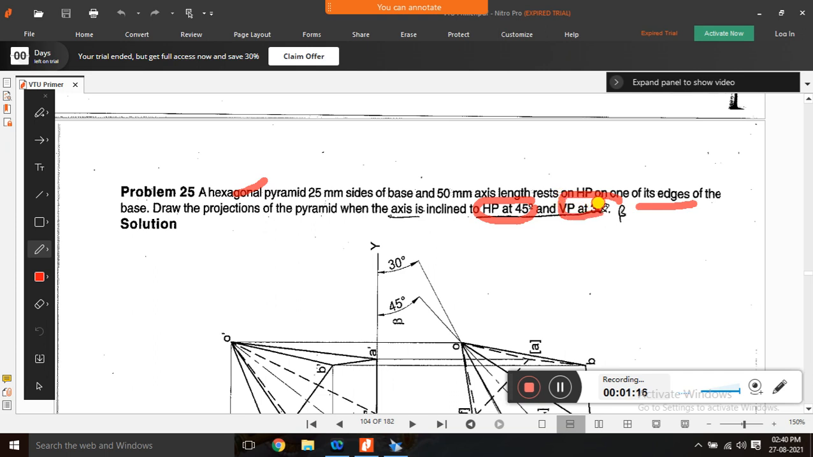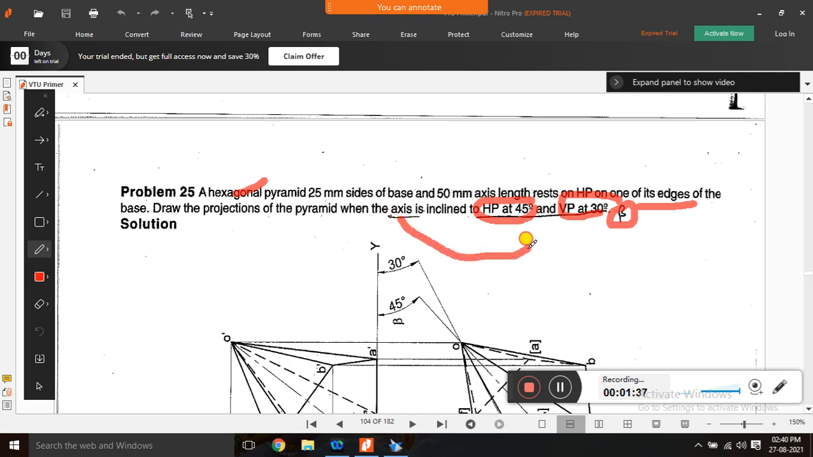30 degrees, and here you have to go with the locus method, that is you have to first draw 30 degrees and find out the beta angle, then you have to reconstruct the entire position on that beta angle. It is basically based on the beta angle. Why? Because the axis is inclined to VP.